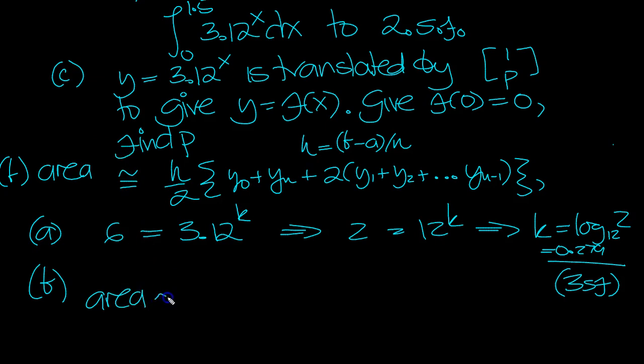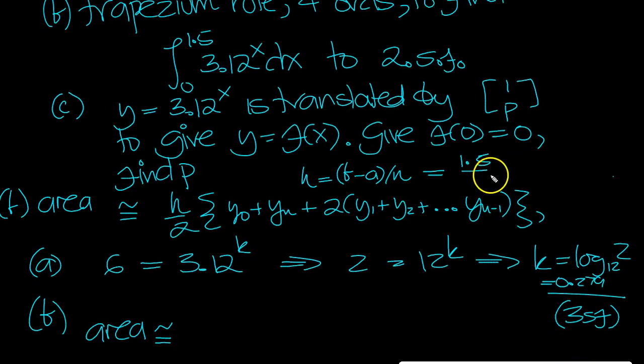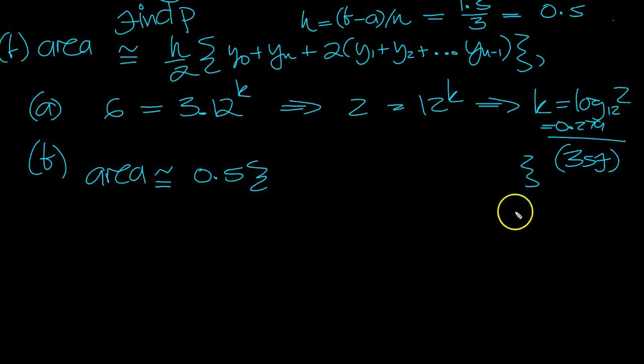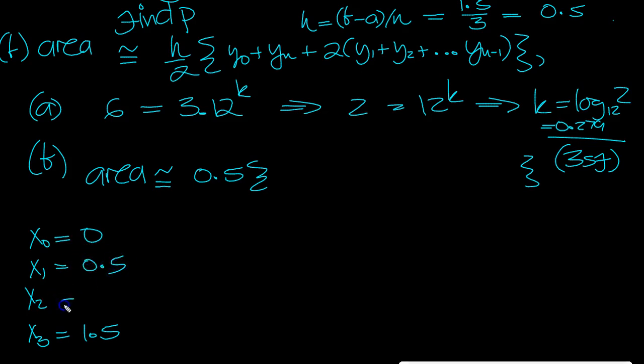Part B, area approximately equal to. Now H is B minus A. 1.5 minus 0 is 1.5, over 4 ordinates, so that's 3 strips, so N is 3, which is 0.5. Okay, so it's 0.5 times this stuff here, 3 strips, 4 ordinates, so we've got x0, x1, x3, 0 to 1.5. When we're up in 0.5s, aren't we, divided by 3?